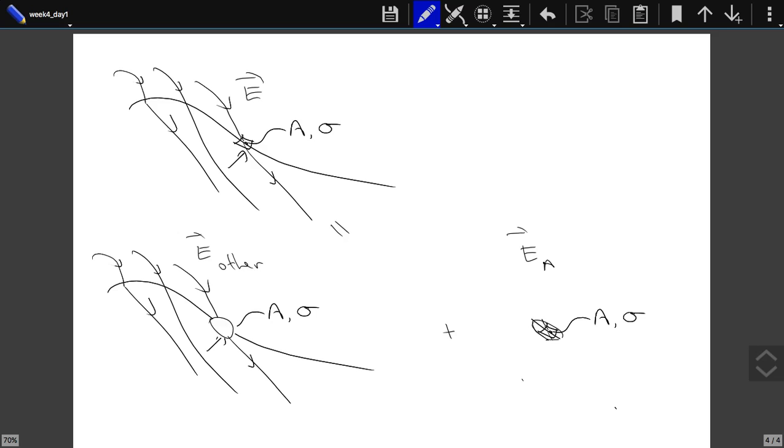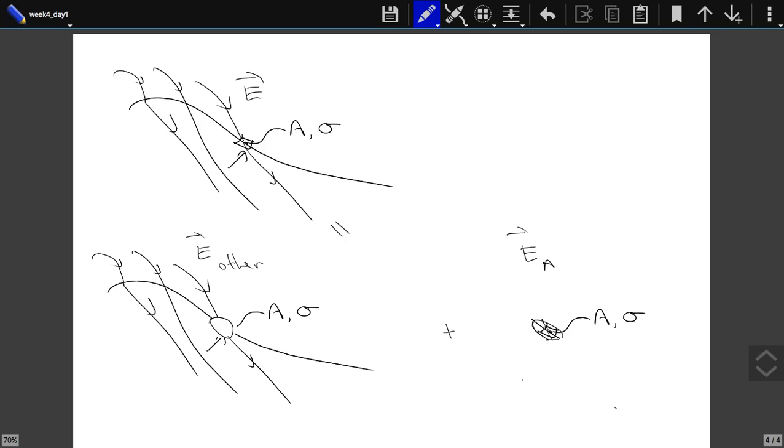I don't know what E other is, but I also don't care about what E other is. It is continuous. But I do care about E other if I'm trying to calculate the force acting on this area. Because the force acting on this area will be due to the electric field created by other charges, not by this one. So the force acting on this area element will be proportional to this E other.